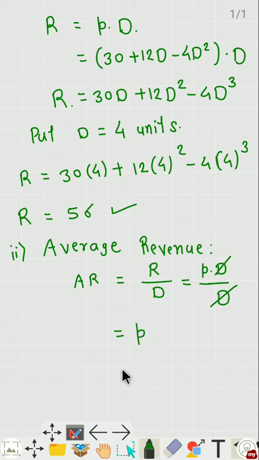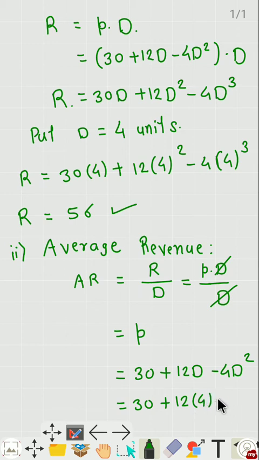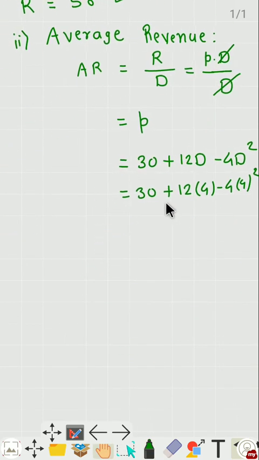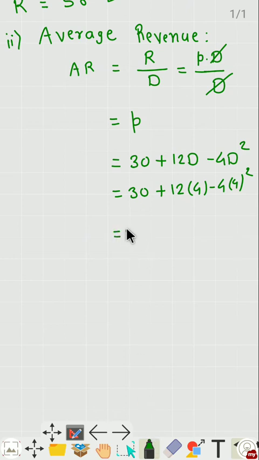So average revenue is equal to P, and P is nothing but 30 plus 12 into D minus 4 into D square, and it is equal to 30 plus 12 into 4 minus 4 into 4 square. If we calculate all these things, the total calculation we got is 14. So average revenue is equal to 14.